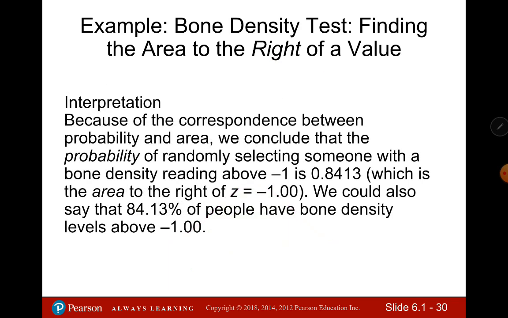The remaining part is just the same. We can interpret it. The probability is 0.8413, so we could say 84% of people have levels above -1.